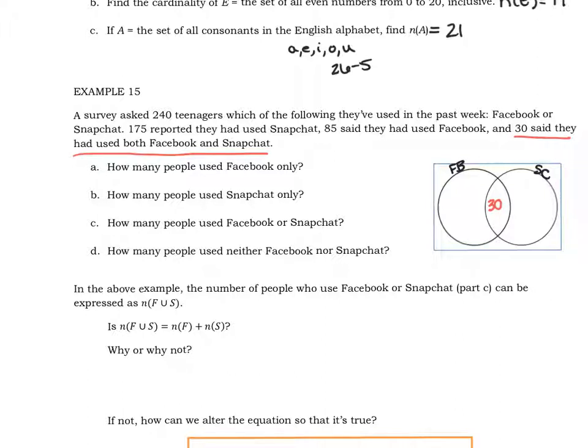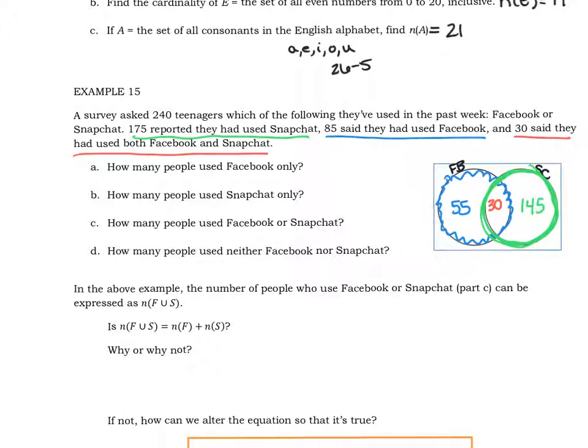Now, remember, we've got 85 people saying they used Facebook. Facebook is this entire circle, the entire set. 30 people are already in there. We have 30 names, if you will, in that intersection, but another 55 of them had used Facebook but not Snapchat. They would be in that outer portion of the circle. And then 175 said they've used Snapchat. That's these people over here. 175 people. Now again, 30 of them have already been counted. They've used both. That means there have to be 145 people here.